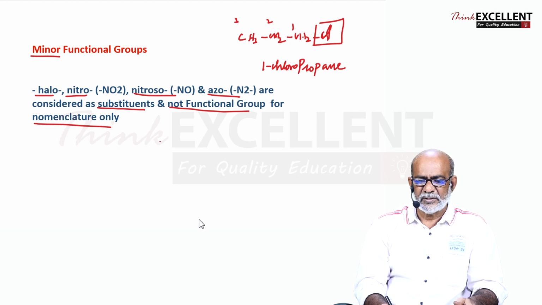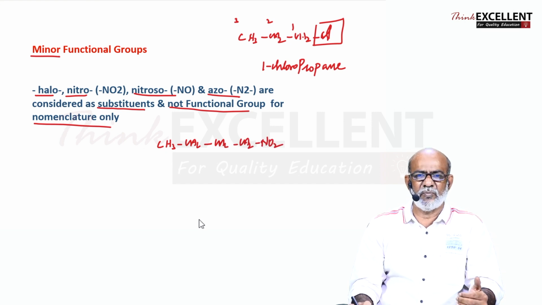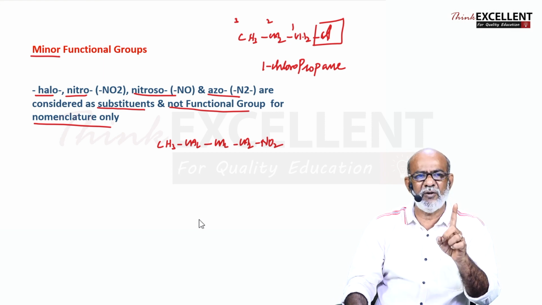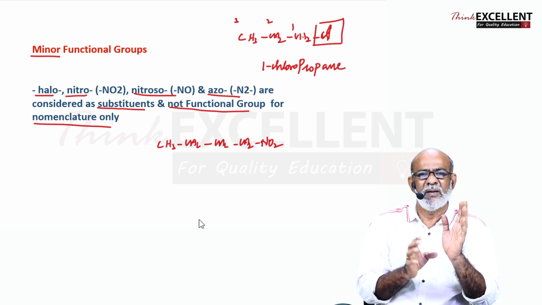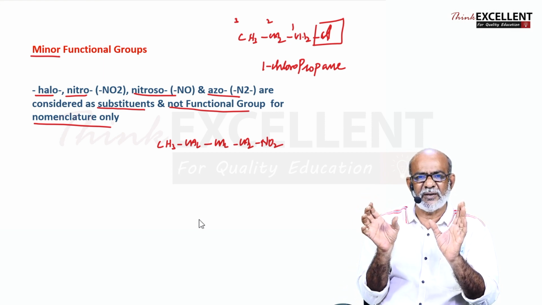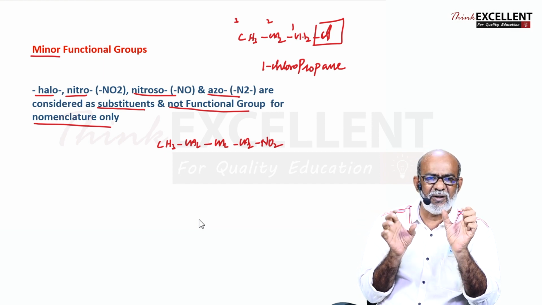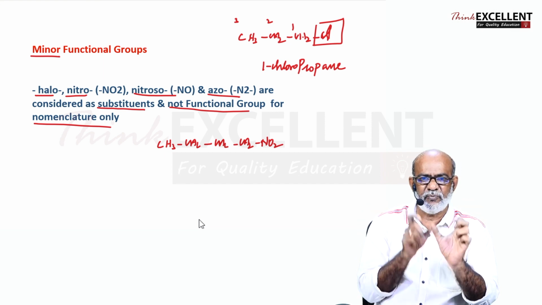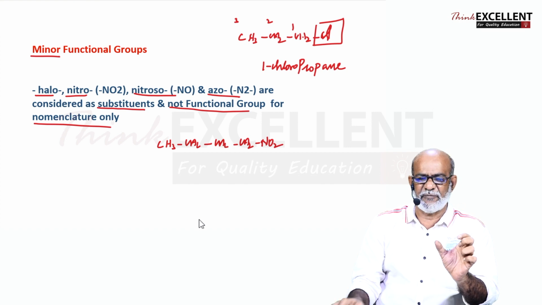One more example: CH3, CH2, CH2, CH2, NO2. Here NO2 is also a functional group. So if only one functional group comes, what is the rule? It comes as a suffix word. But some functional groups are called minor functional groups. Such a functional group is considered as a prefix.